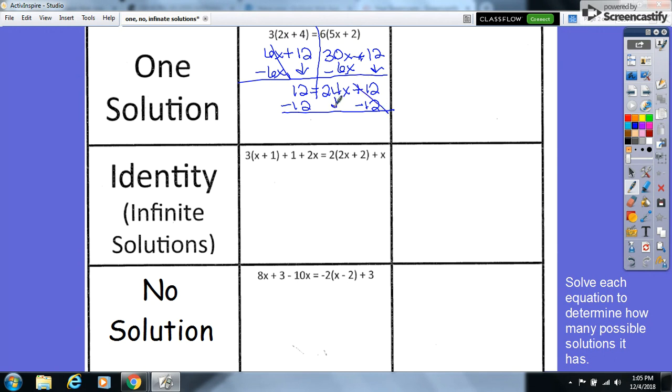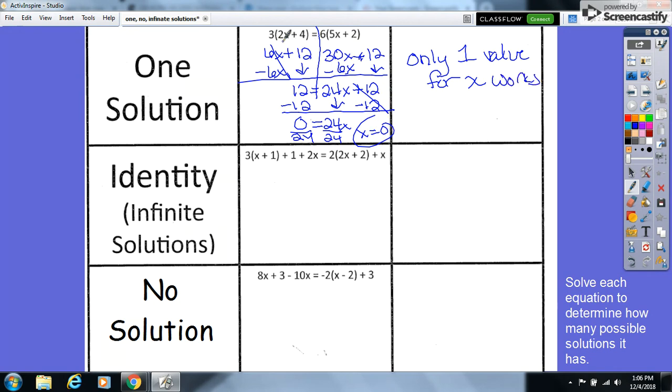That eliminates those. I'm left with 24x equals 0. Most of you have realized by now that when I get to a point like this, even if I divide by 24, I'm going to have x equals 0. Now, I solved this. I got a solution. So only one value for x would work.